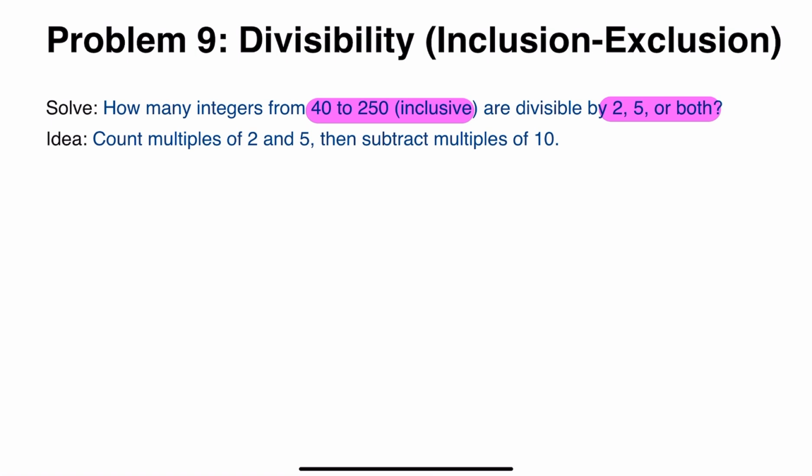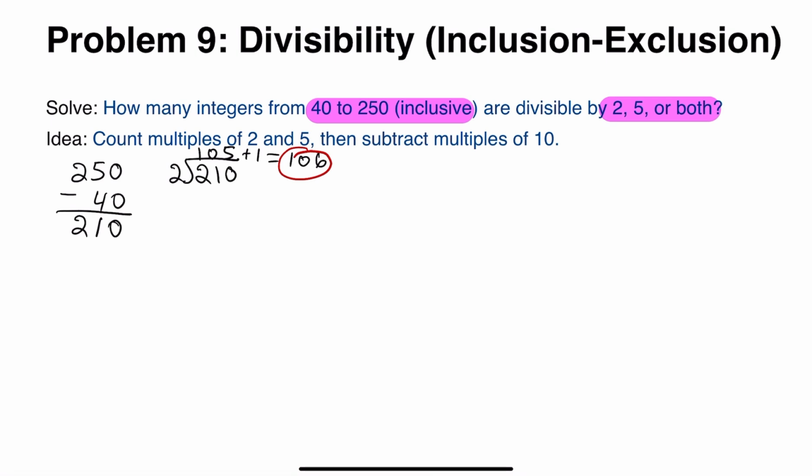What we're doing is subtracting 40 from 250, and that leaves us with 210. But we have to take this 210 and divide it by 2. And that gives us 105. Now, the important thing to consider is that we lost one when we subtracted, so we have to add one back in here. That gives us 106. That means that there are 106 integers that are divisible by 2.